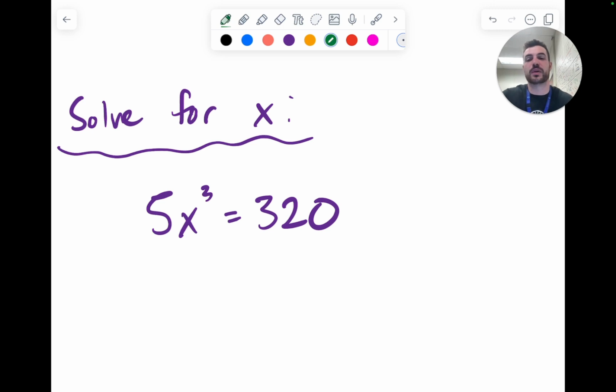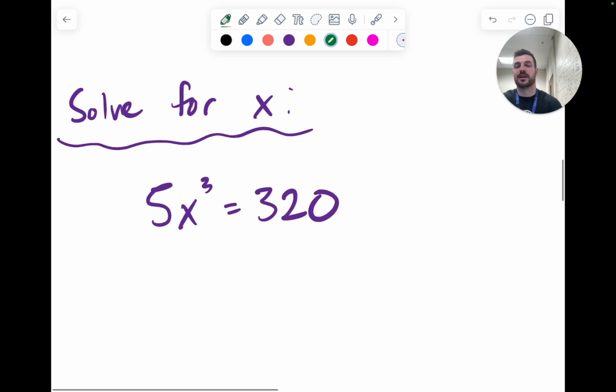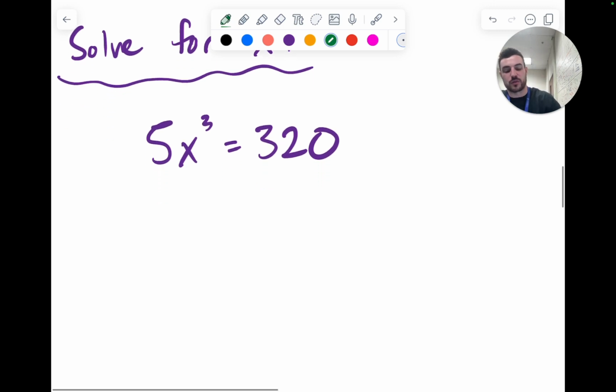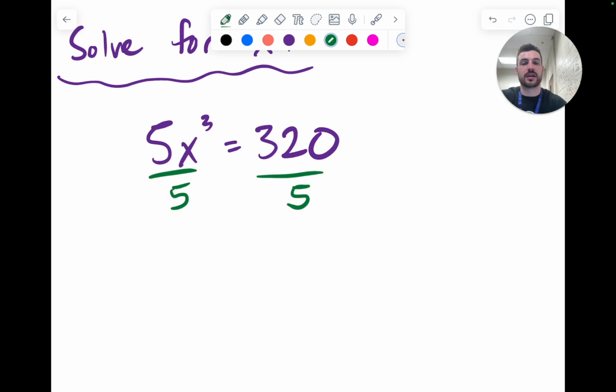So for example, we have 5 times x to the third power is equal to 320. Now, I need to solve for my x value, so what I'm going to do is divide by 5 first, just using my regular approach to solving an equation. I want to isolate that variable. So I end up with x to the third power is equal to 64.